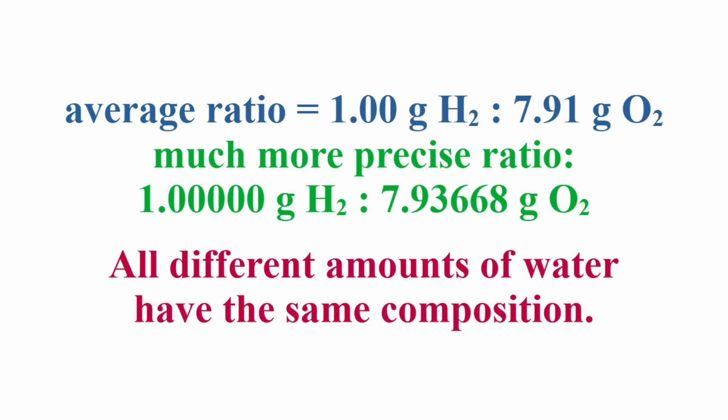7.91. With the help of sophisticated instruments, the ratio is found to be 1.00000 to 7.93668, the average ratio above for the limited data being close to this more precise ratio. This implies that all different amounts of water always have the same fixed composition, namely for every 1.00000 part of hydrogen, there are always 7.93668 parts of oxygen by mass.